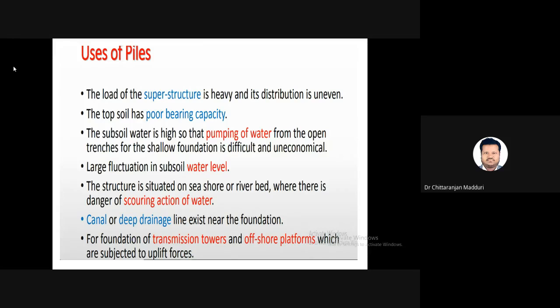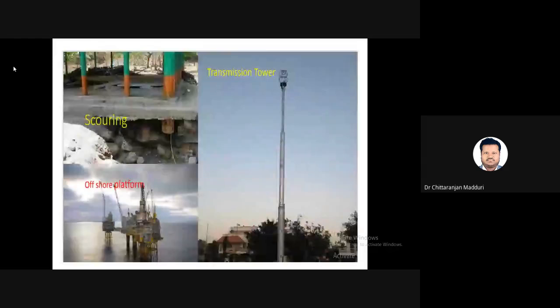For foundations of transmission towers and offshore platforms, which are subjected to uplift forces, because transmission towers and offshore platforms are situated in water, these structures are subjected to uplift forces. In order to resist the uplift forces, we need to go for pile foundations. These are the situations where we need to go for pile foundations. Where the scouring action is predominant, as with offshore platforms and transmission towers, we need to adopt pile foundations because shallow foundations or any other raft foundations are not suitable for such situations.